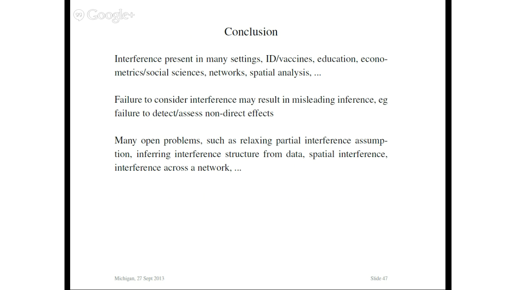One of the problems that I've been talking to a few folks here about is relaxing this partial interference assumption and envisioning instead that you have a network that describes the interference structure, and how do you do inference in that case. I think there are several people working on that problem. Another open question, as far as I can tell, is how much of the interference structure can you identify from the data, and how much do you just have to assume a priori because it's not identifiable, and then conduct sensitivity analyses to assess how sensitive your results are to that assumption.